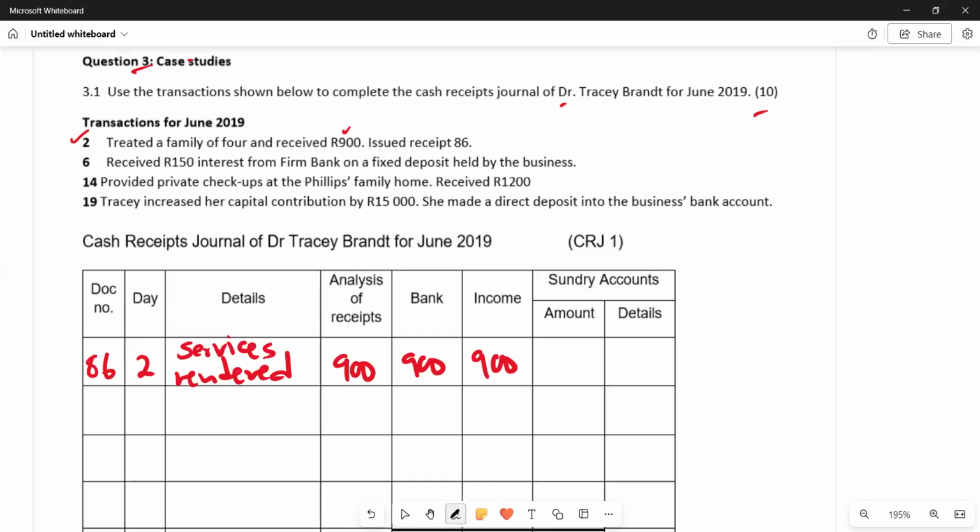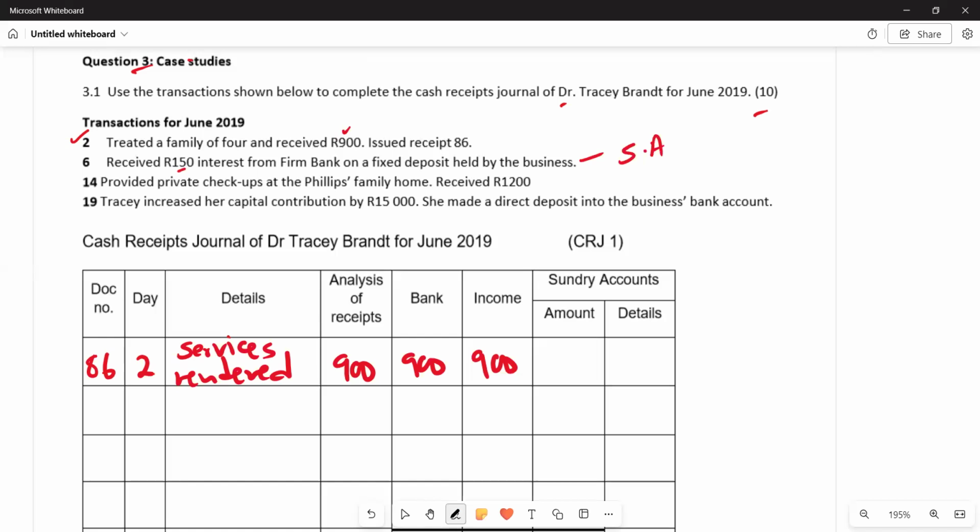Then we go to the next one: received 150 rands interest from Firm Bank on a fixed deposit held by the business. You see that this money is not money that has been received from the medical services provided by the doctor. So what we are saying is this should go under sundry accounts because it's not part of the core activity of rendering services. So we have received interest from a bank.